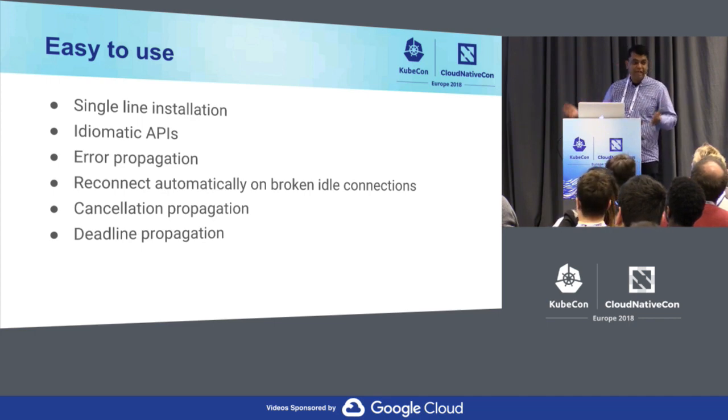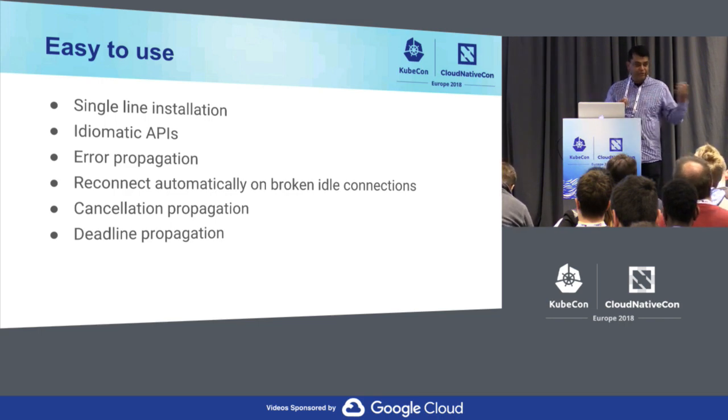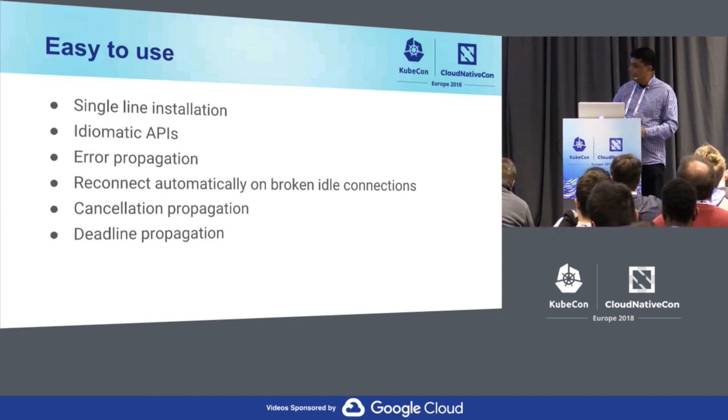We have published packages across languages. APIs are idiomatic. There are several concepts like errors. Errors are well standardized in gRPC, and they are propagated. If you have a big graph of services you're talking through, it's very important that the error gets propagated to the client, because otherwise they don't know what happened. So there's error propagation, reconnecting when there are any connection breakages, and cancellation propagation.